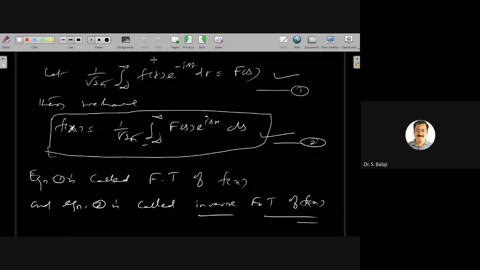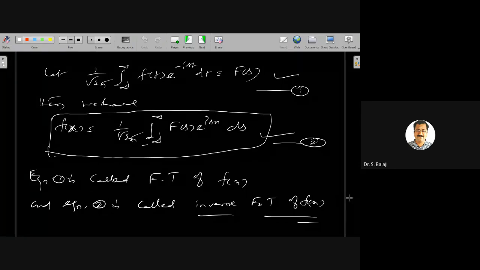Well, you take this result as F of s, a function of s: 1 by root of 2 pi, integral from minus infinity to infinity of f of t e power minus ist dt. Then we can get f of x, which can be written as 1 by root of 2 pi, integral from minus infinity to infinity of F of s e power isx ds. For equation 1, this result will be a function of s. This is called the Fourier transform of f of x, and equation 2 is called the inverse Fourier transform of f of x.